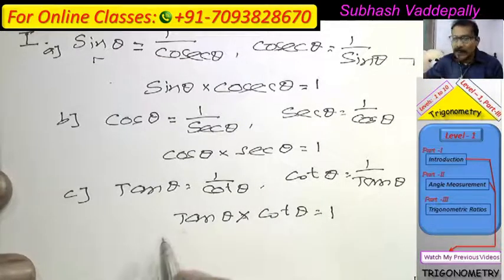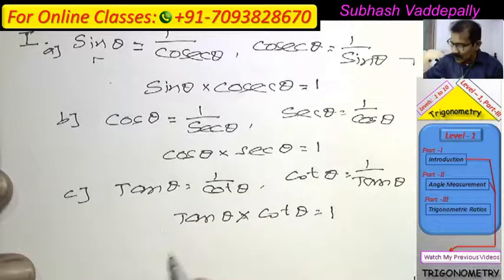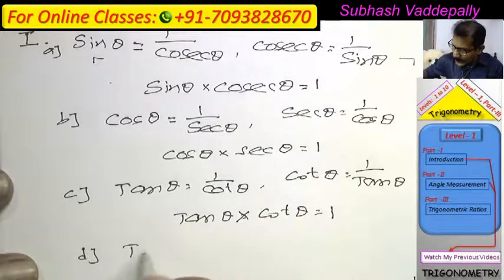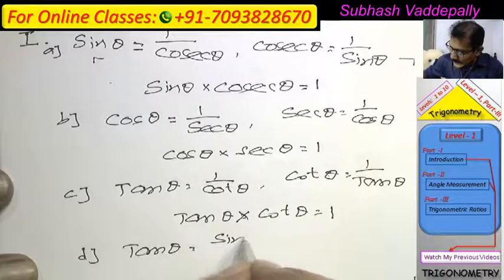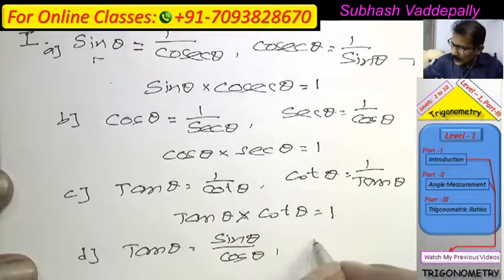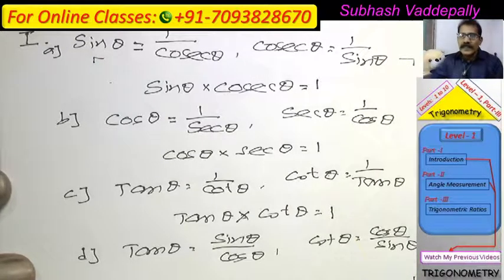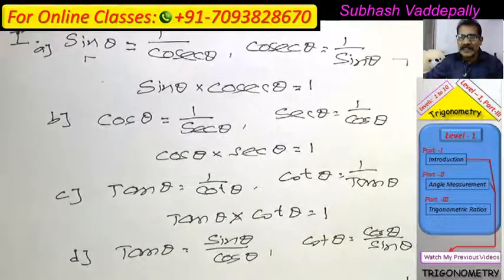And one more relation we can do: tan theta can be expressed in terms of sine and cos, and the same way cot. So under part d, I am writing the relation: tan theta is equal to sine theta over cos theta, and the reciprocal of this, cot theta, is cos theta by sine theta. So under point 1, we could establish the relation between them.